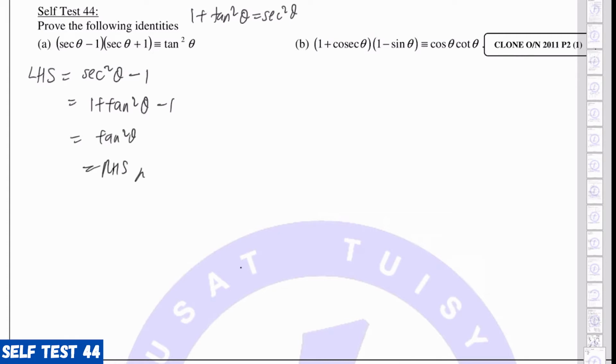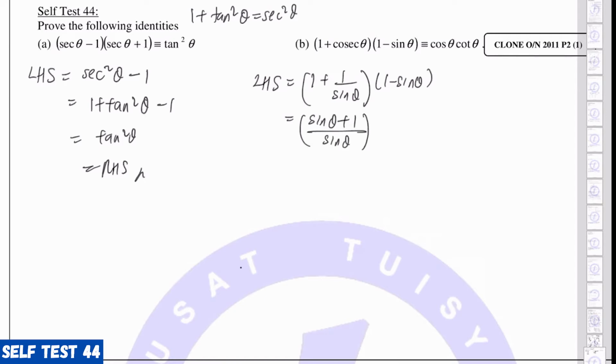and this is exactly your right hand side. Okay, for part B, now I have 1 plus cosecant. Cosecant is 1 over sine. Yeah, I have 1 minus sine over here. Keep it first. Right. Then we can combine this as a single fraction. This is sine theta plus 1 over sine theta. And this is 1 minus sine theta. Now I see sine theta plus 1, we can actually rewrite as 1 plus sine. Am I right? It's the same thing, right?